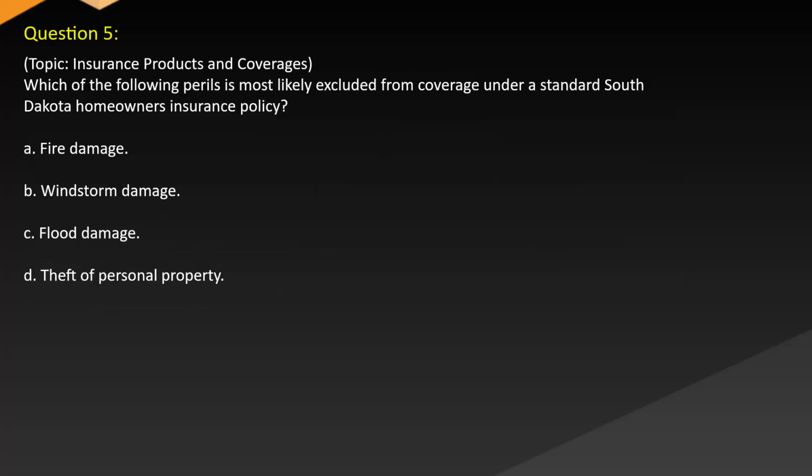Question 5. Topic: Insurance products and coverages. Which of the following perils is most likely excluded from coverage under a standard South Dakota homeowners insurance policy? A. Fire damage. B. Windstorm damage. C. Flood damage. D. Theft of personal property.